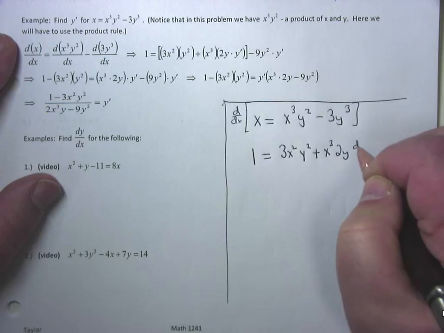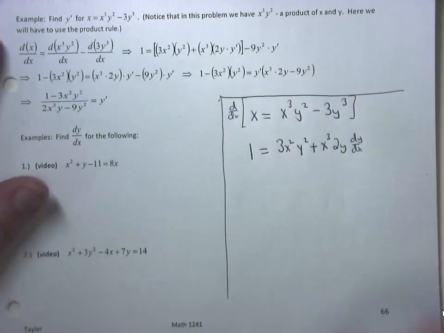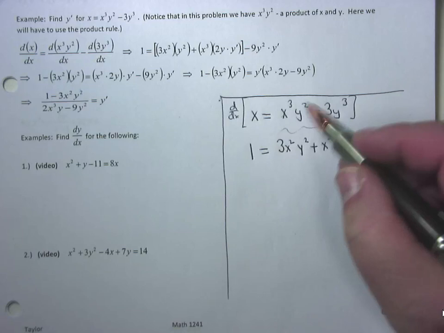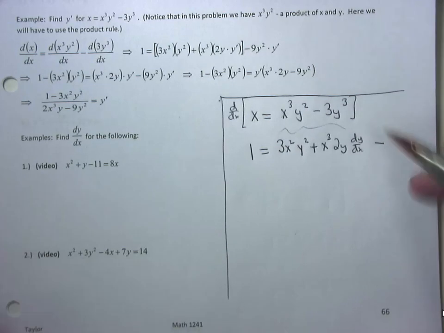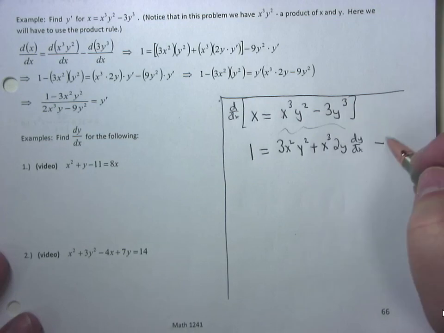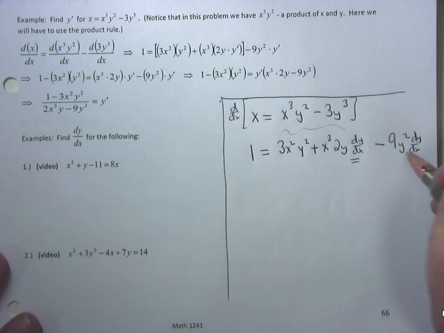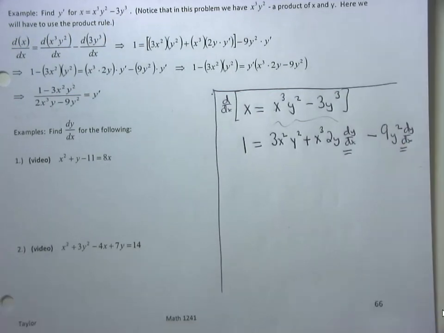2y, you're getting it, times dy over dx. Every time you take the derivative of y, you've got to tack on that dy over dx. So there's the derivative of x cubed times y squared minus, what's the derivative of 3y cubed? 3 times 3 is 9. Y squared what? Dy over dx. And again, I've got multiple terms with the dy over dx in it.